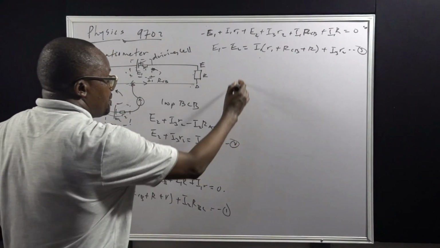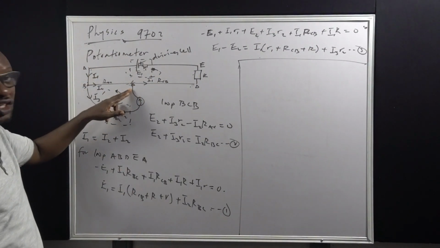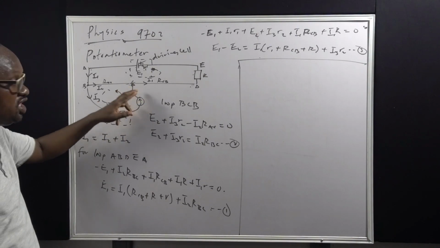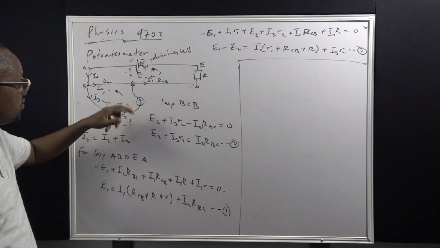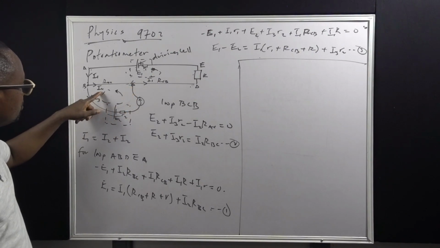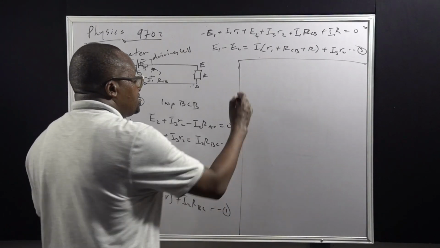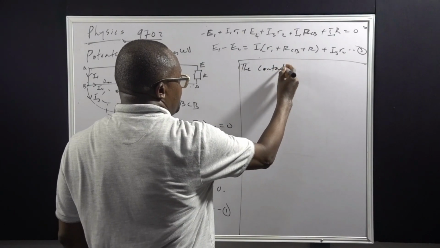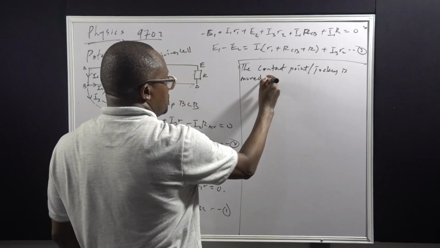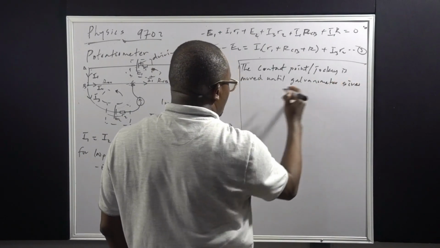Now what happens in a potentiometer is that the contact point or the jockey is moved until the galvanometer gives a null deflection. When the galvanometer gives a null deflection, there is no current in this wire. So I can say that I2 is equal to 0. I3 is equal to 0. So from this equation, I1 becomes I2. So the contact point or jockey is moved until the galvanometer gives null deflection.